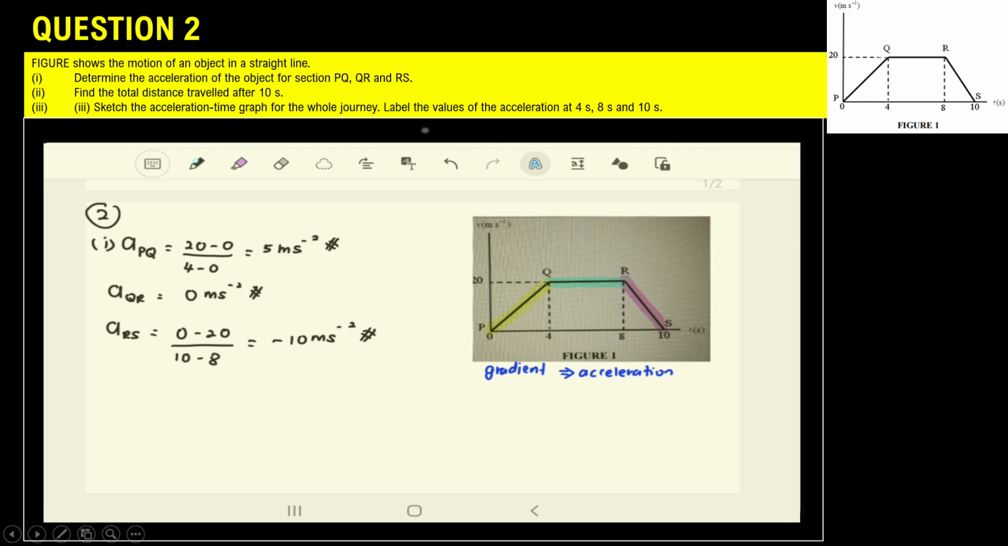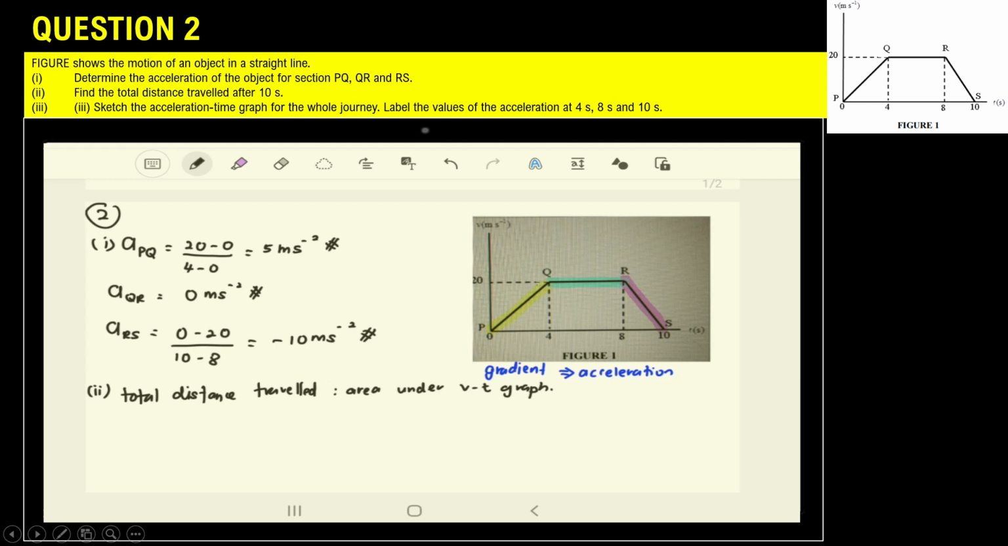For the second part, we want to find the total distance traveled after 10 seconds. In order to calculate the total distance traveled, we can calculate the area under the VT graph.